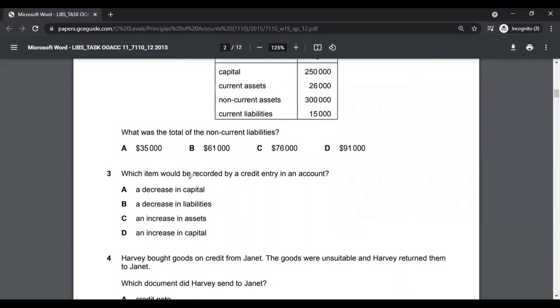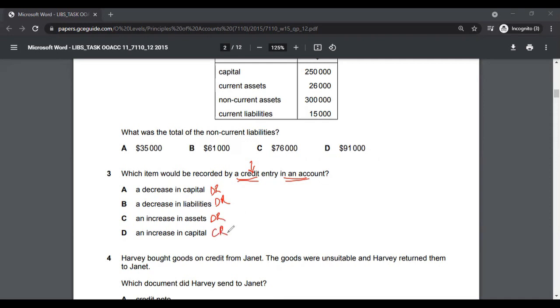Multiple choice 3, which item would be recorded by a credit entry on an account? So you have to focus on the words credit entry in account. A decrease in capital, that is debit. A decrease in liability is a debit. An increase in asset is a debit. So in other words, you need to remember what the accounting rules are in this case, right? What's the accounting rule for journal entries? An increase in capital, that's credit. So the answer to multiple choice 3 is option D.